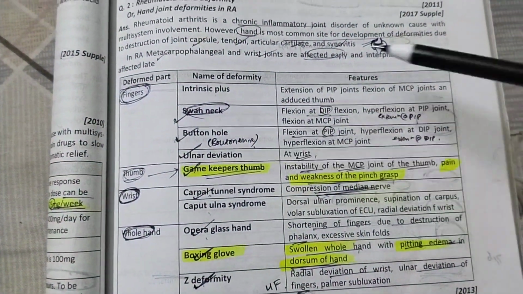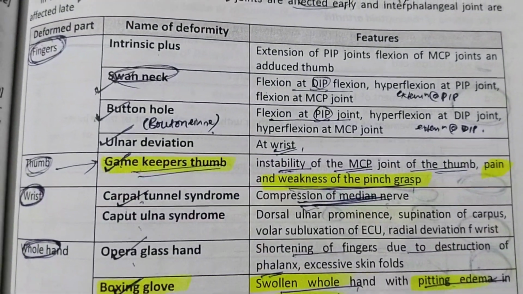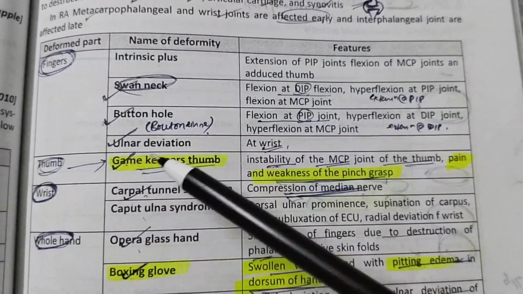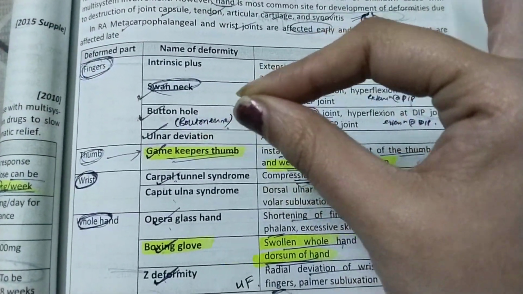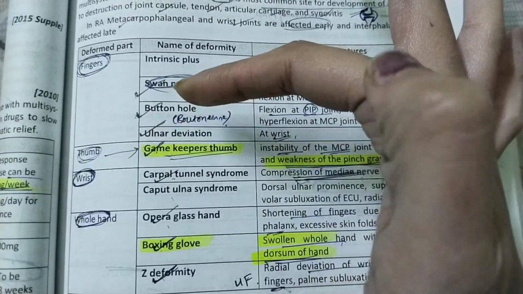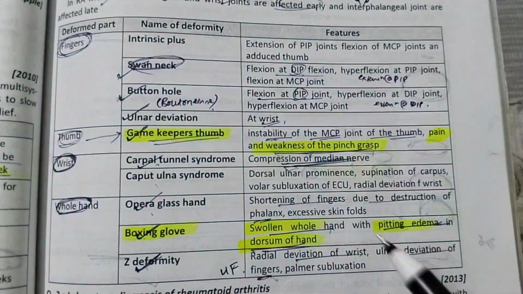And then there is ulnar deviation which will occur at the wrist. So you can just have a look here. What will happen in the thumb? Gamekeeper's thumb. It will be like this. So there will be a problem in the pincer grasp and there will be instability of the metacarpophalangeal joint. This joint will be unstable and there will be an immature pincer grasp.